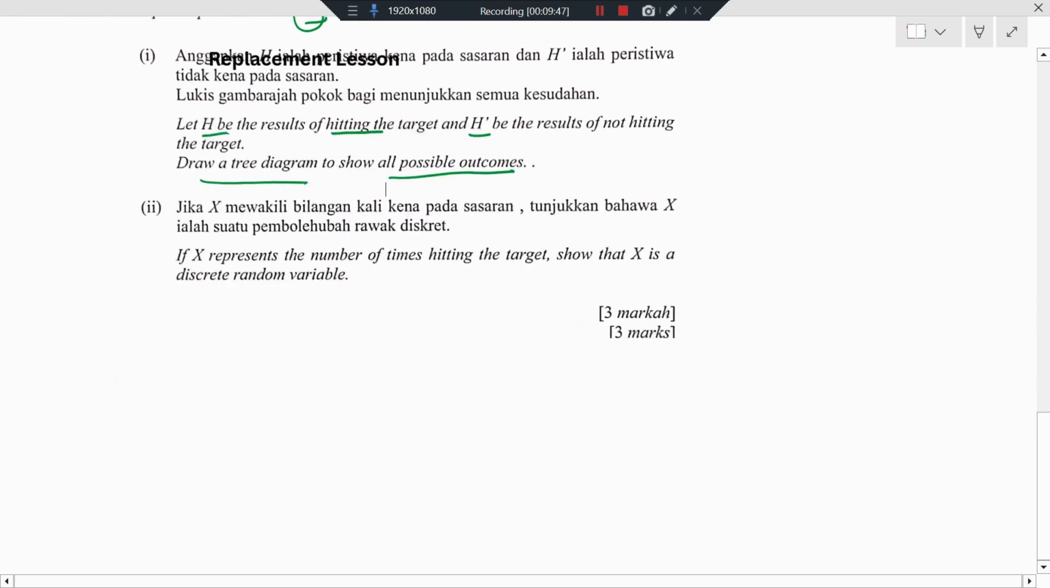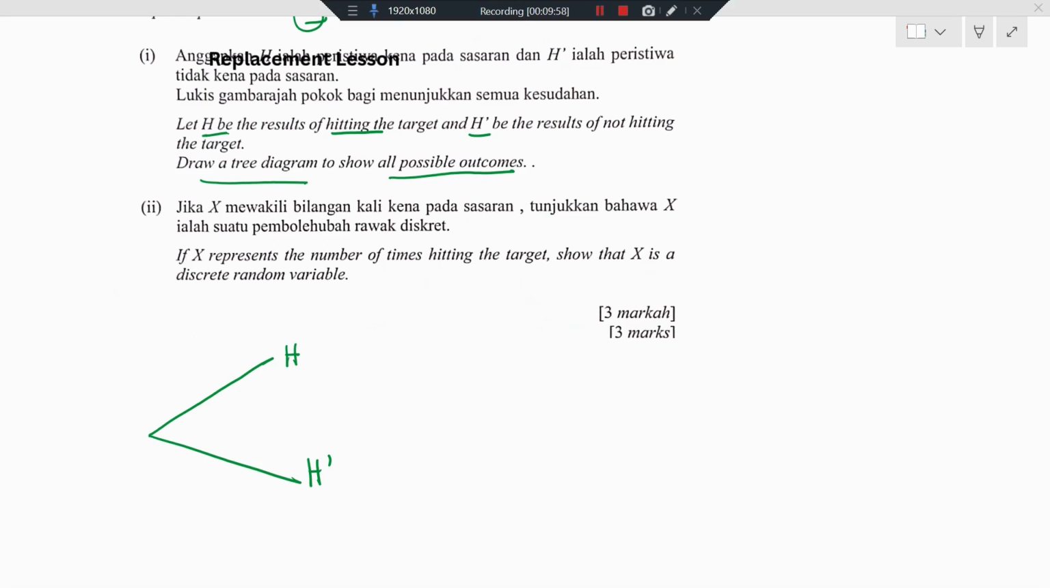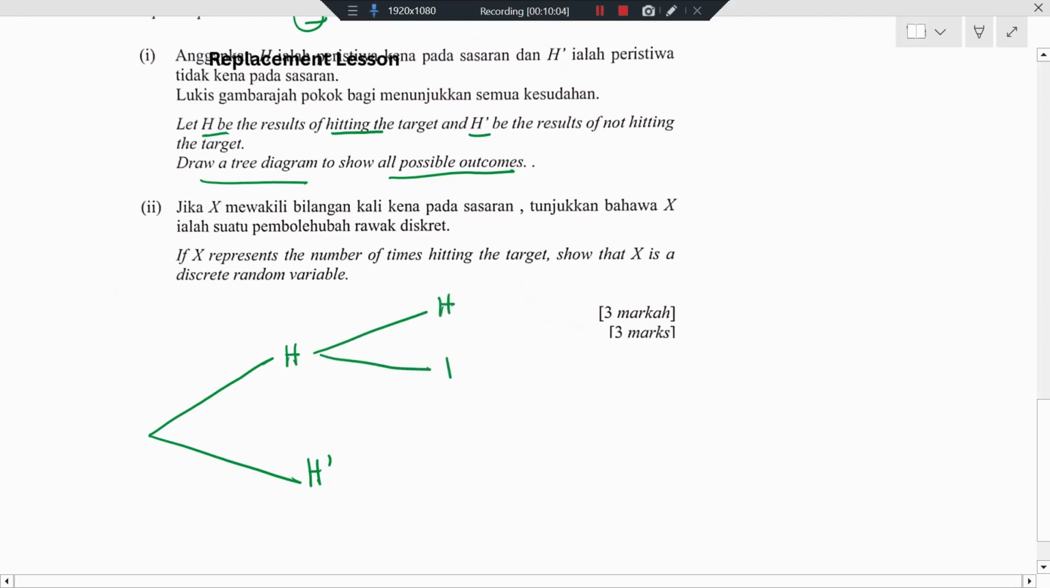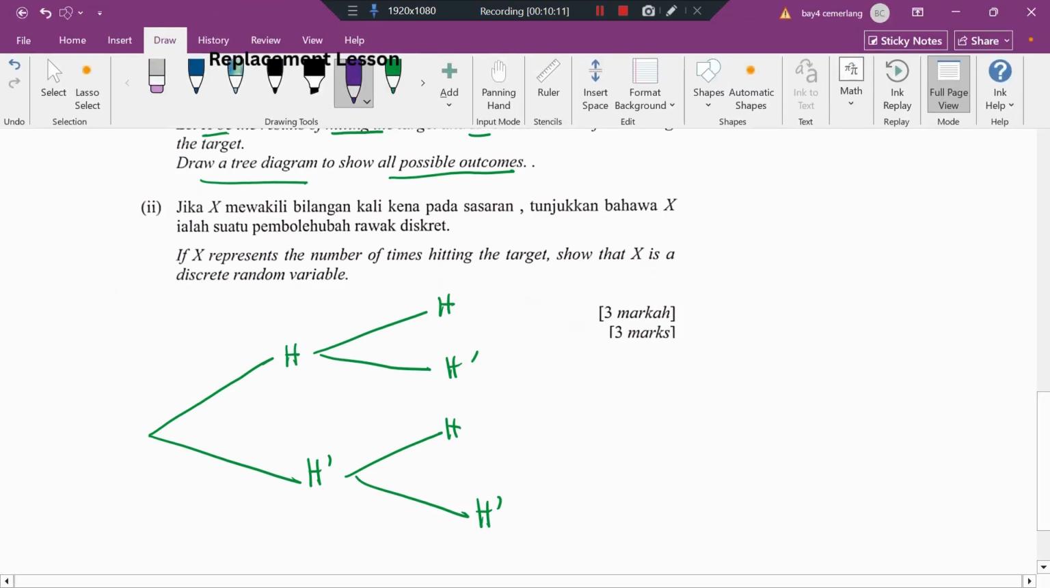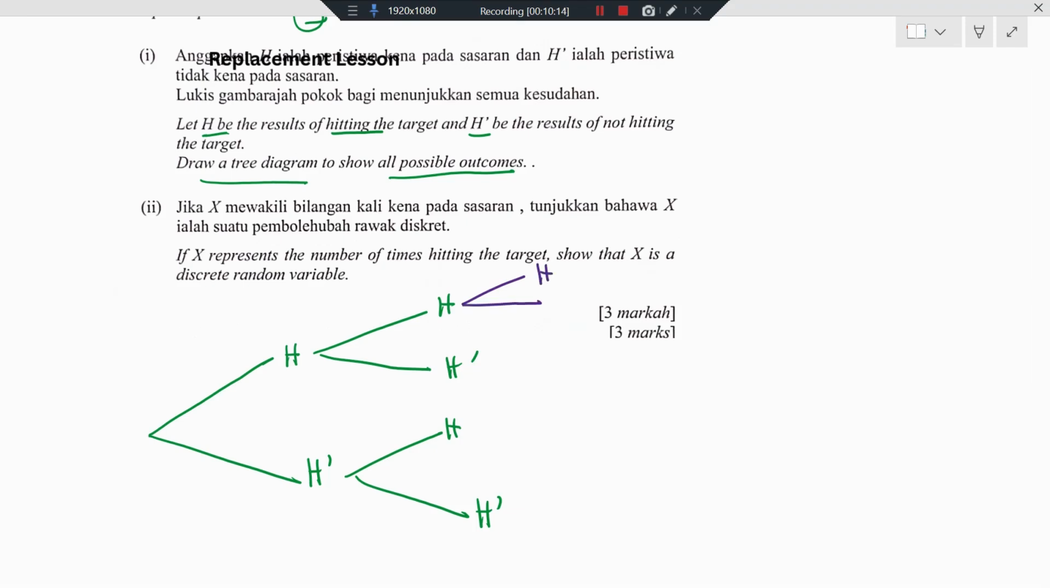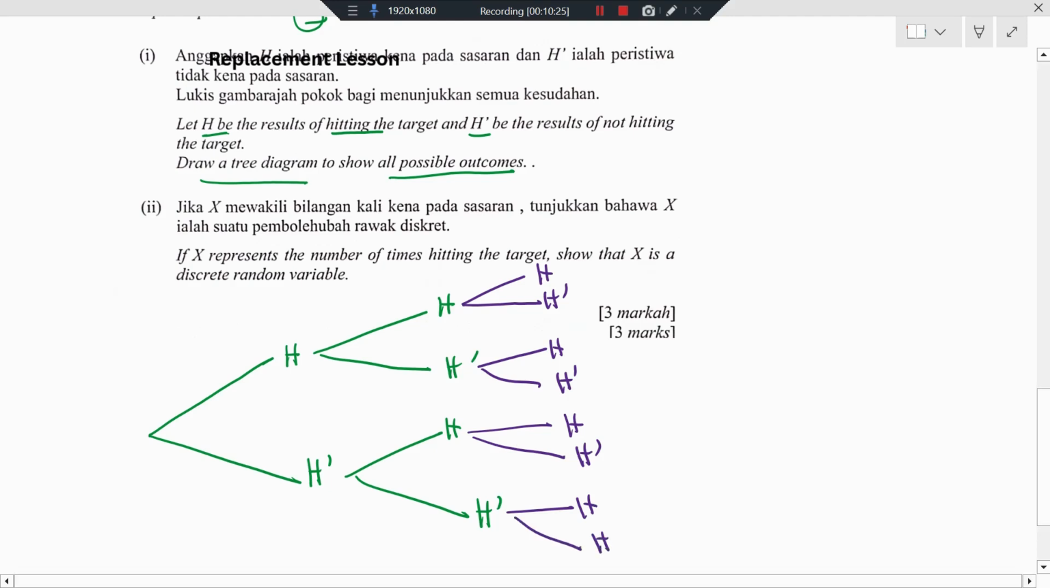Alright, so we try. For the first time he is shooting, it is either hit or not hit. Correct? And then for the second one, it can be hit or not hit as well. And then for the third time, it can be hit or not hit, hit or not hit, hit or not hit, hit or not hit.